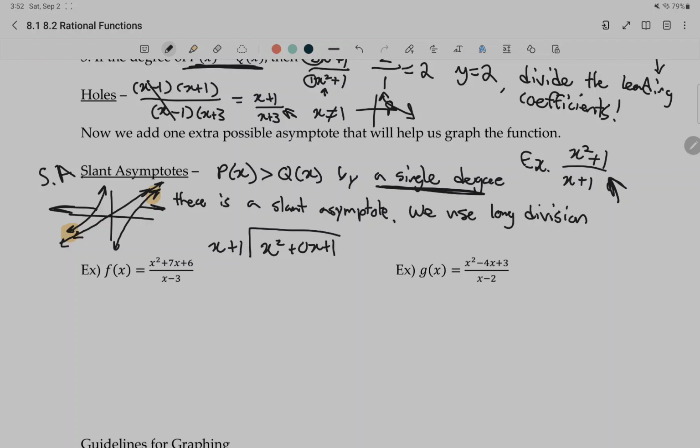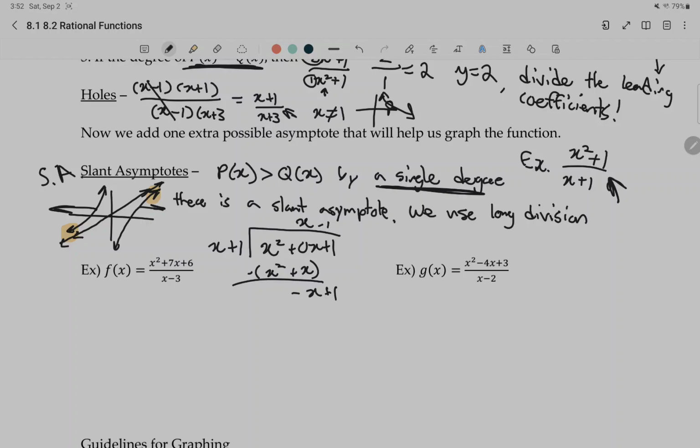So if we perform the long division, what times x gives us x squared? That's obviously just x. So we subtract x squared plus x, and since it's subtracting, it becomes negative x here. Bring down the plus 1. What times x gives us negative x? Obviously negative 1.